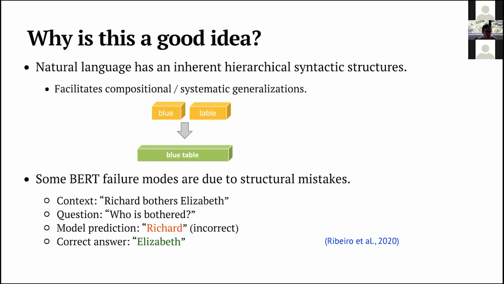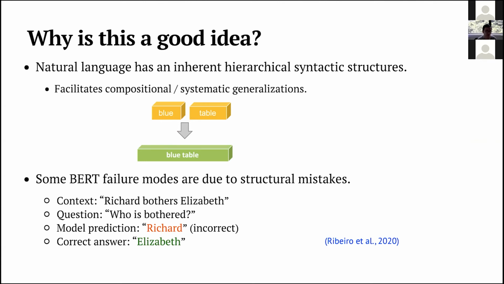So why is this a good idea? Natural language, as I said before, is always compositional. Like blue table, you first form the blue table into a whole meaning before you put it into the sentence. So this kind of thing happens in language. It's compositional, it's hierarchical. You can call it whatever from whatever language perspective you have. So we have some surprising failures in BERT because we ignore such structures.